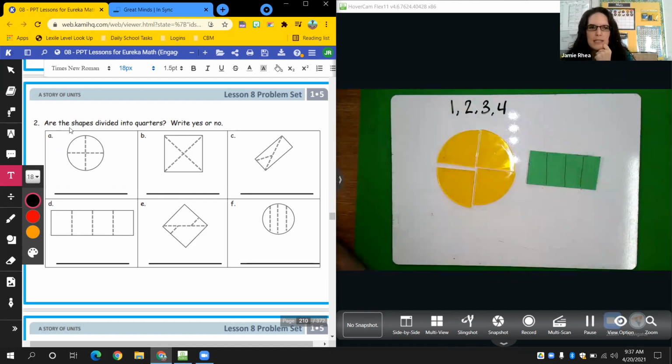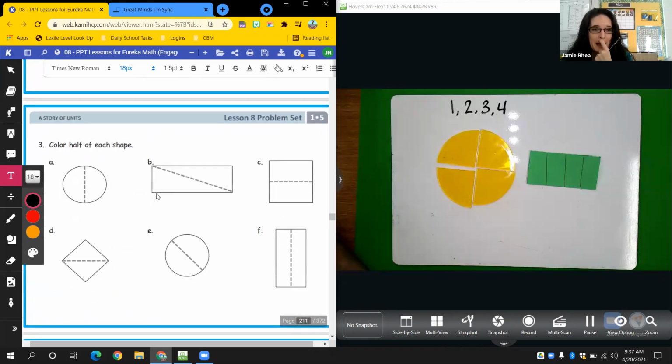Look at this one. Is it equal into quarters? Yes or no? Is this equal with quarters? Yes or no? Is this one equal with quarters? Yes or no? Okay. You're going to do all of these.